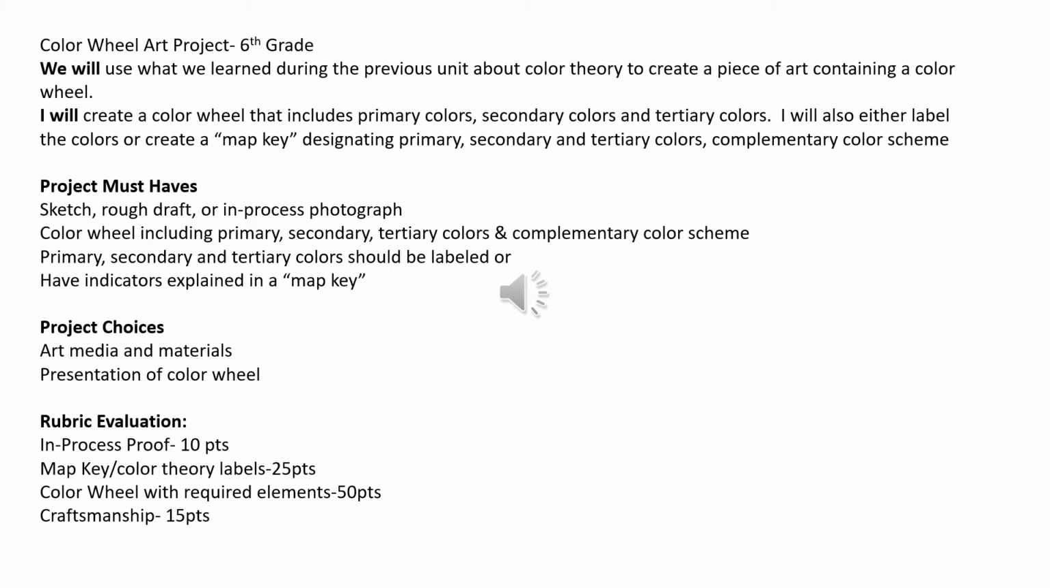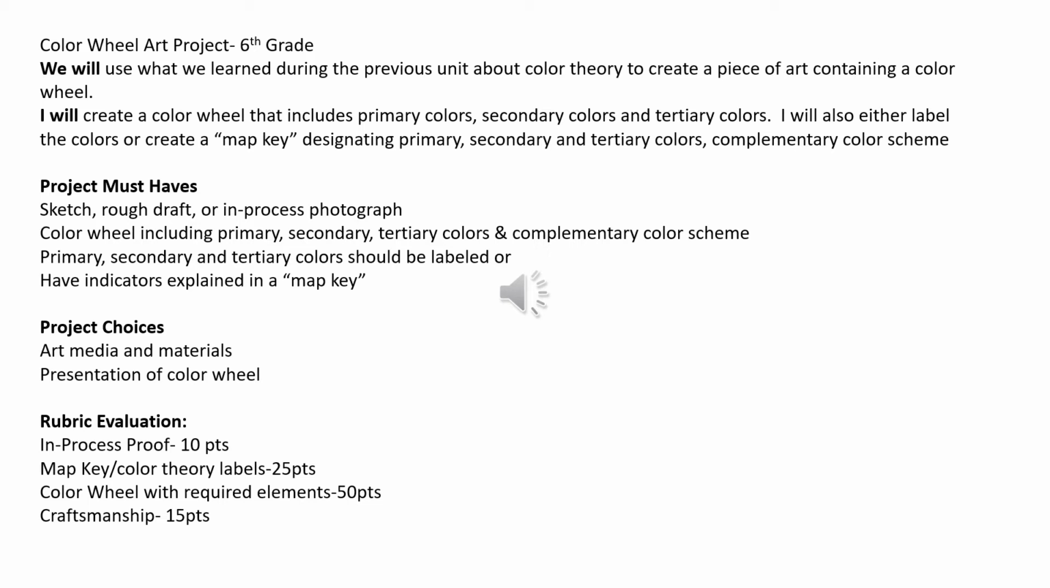color scheme. The must-haves for this project include a sketch, rough draft, or in-process photograph, color wheel including primary, secondary, and tertiary colors and complementary color scheme. The primary, secondary, and tertiary colors and complementary color scheme should be labeled or have indicators explained in a map key. Student choices for this project: art, media, and materials, presentation of color wheel.